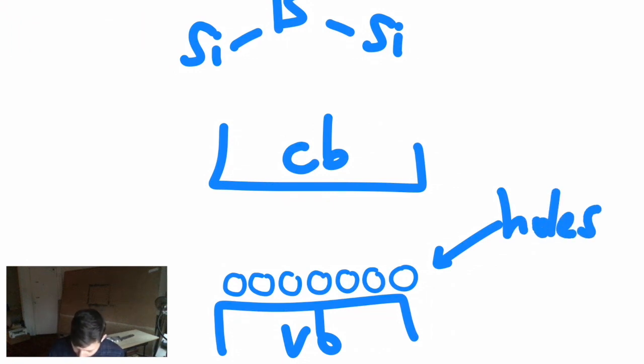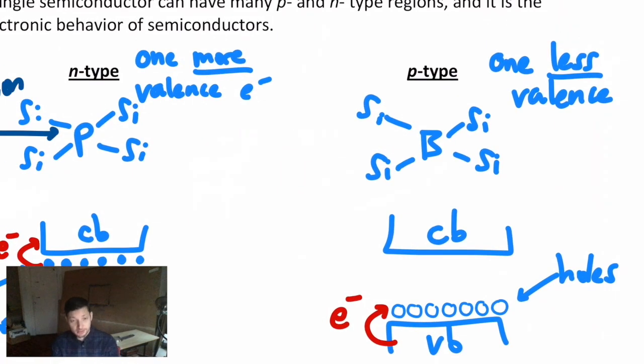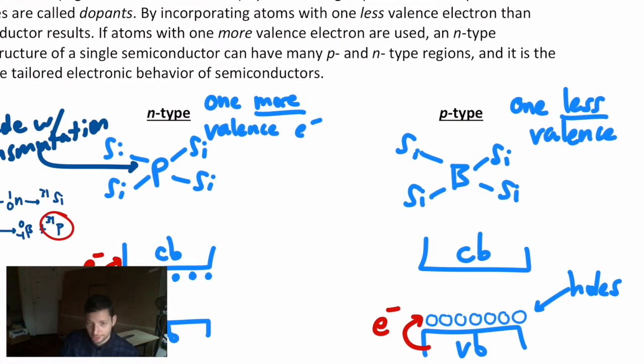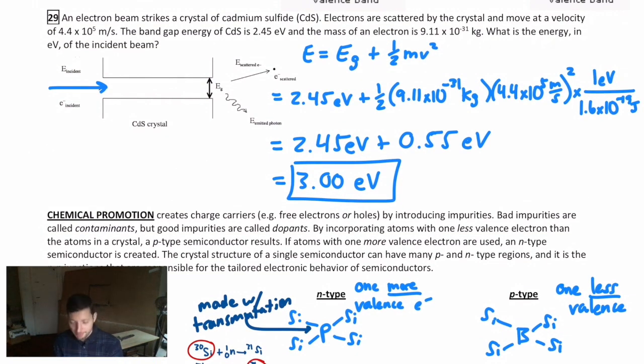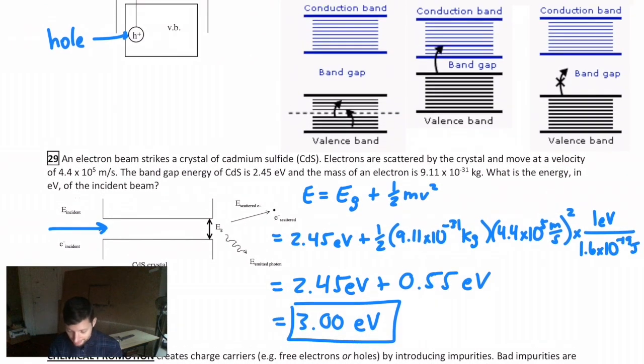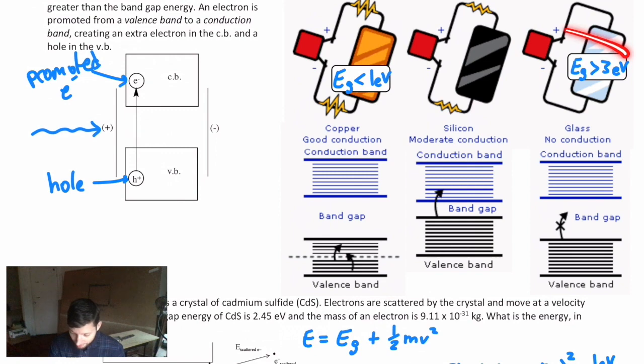And as a result, our electron promotion is just from the valence band into those holes. That's what it means to be a charge carrier in that case. Okay, so that's just a very, very brief overview of how we can change the properties of semiconductors, how we can calculate energies based on band gap energies and the kinetic energy related to moving particles, electrons in this case, and a recap of what the difference between a semiconductor, a conductor, and an insulator is.